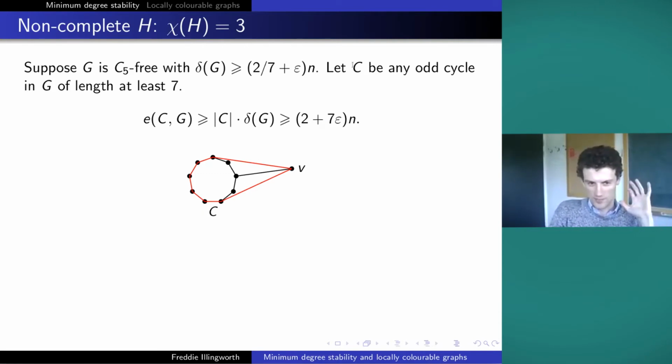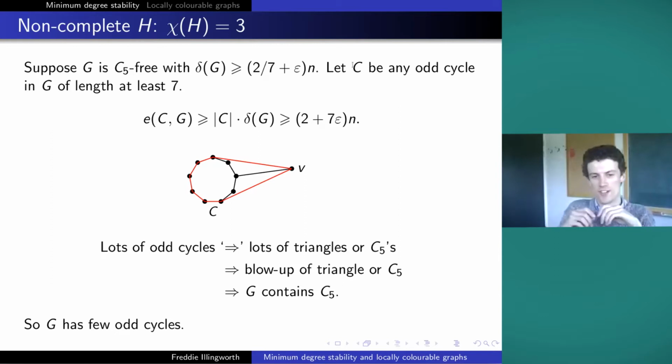So this sketch, this idea suggests that if there are lots of odd cycles in G, then there are lots of short cycles in G, so lots of triangles or lots of 5-cycles. And by lots, I mean there are constant times n cubed triangles or constant times n to the 5 5-cycles. And it's a standard-ish extremal graph theory thing that if you've got lots of triangles in a graph, there'll be a large blow-up of the triangle. Or if there are lots of 5-cycles in a graph, there'll be a large blow-up of the 5-cycle.